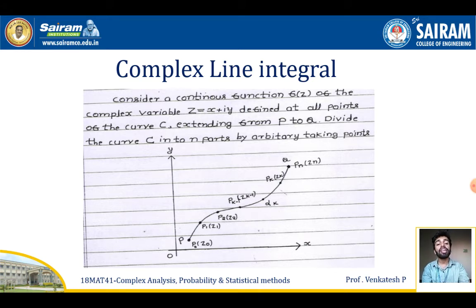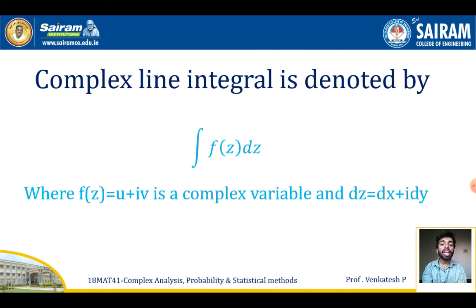If we integrate the function along this curve, it is nothing but a line integral. Usually the line integral is denoted by the integration of f of z dz over the curve C, where the curve C is defined in the complex plane Z. Here the function f of z is a complex variable, denoted by f of z is equal to u plus iv, and dz is nothing but dx plus i dy, where the complex number is z is equal to x plus iy. So we get dz is equal to dx plus i dy, which is in Cartesian form. To get the polar form of dz, I replace x is equal to r cos theta and y is equal to r sin theta, and we can obtain the equation for dz in polar form also.